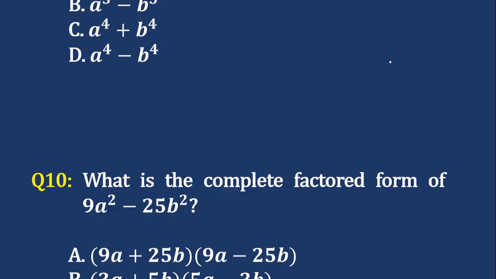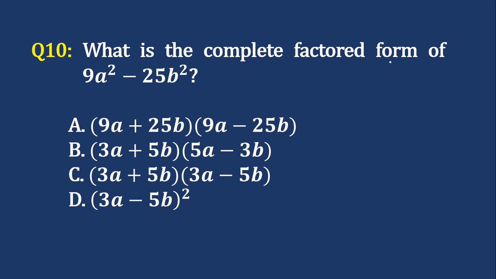Now, let's have question number 10. What is the complete factored form of 9a squared minus 25b squared? Obviously, this is difference of squares because, if you still remember, difference of squares is given by x squared minus y squared is equal to x plus y times x minus y. You can reverse the positions. You can have x minus y times x plus y if you want.